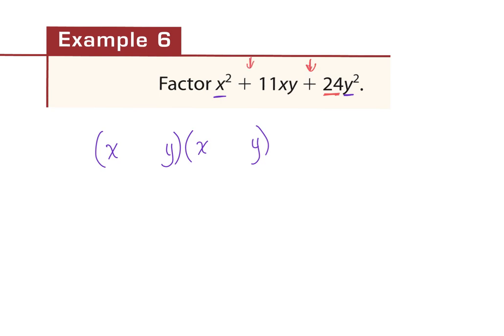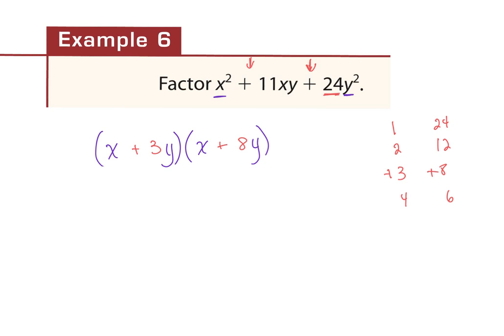So I need factors of 24 that add up to 11, all right? I'm going to list them. 1 and 24, 2 and 12, 3 and 8. Have I gotten it yet? Yeah. Which of those add up to 11? The 8 and the 3. Positive 3 and positive 8. They add to give me 11, right? They multiply to give me 24. And so that's what's going to go in here. A positive 3 and a positive 8. So x plus 3y, x plus 8y.